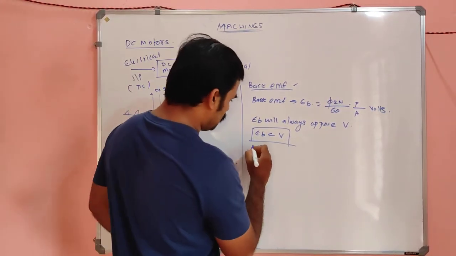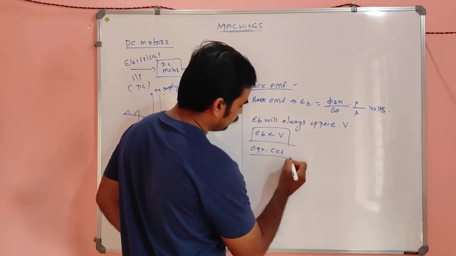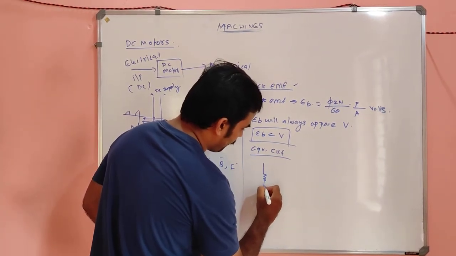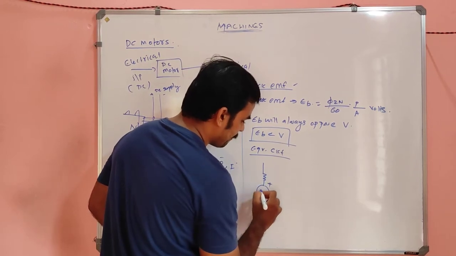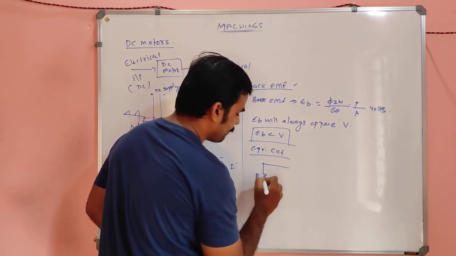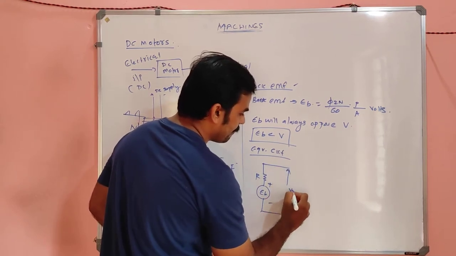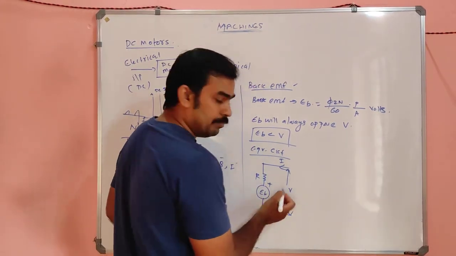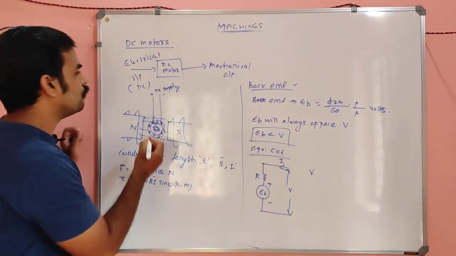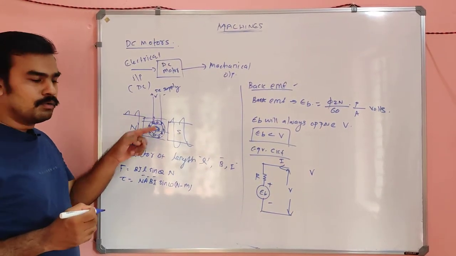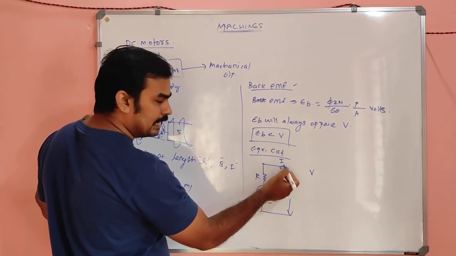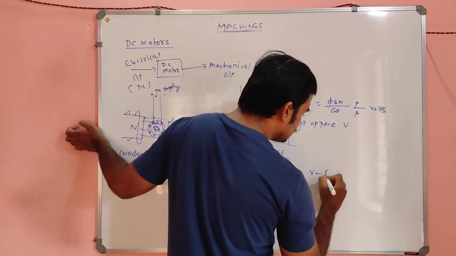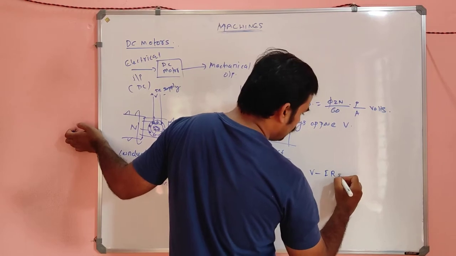So the equivalent circuit. Let's go to the motor equivalent circuit. So what will be the terminal voltage equation here? We applied a voltage of V here. Due to that, there is a current I. That current is flowing through this resistance R. Okay. So I can write V minus I into R equal to EB.